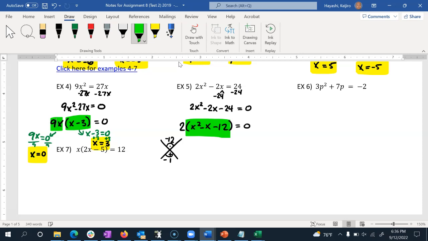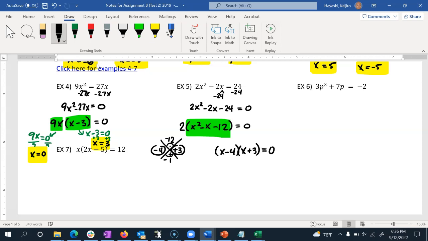Okay. This does need to be factored, though. So what are two numbers that multiply to negative 12 but add up to negative 1? Okay, negative 4 and positive 3. So that's what our factors will have: x minus 4 and x plus 3.